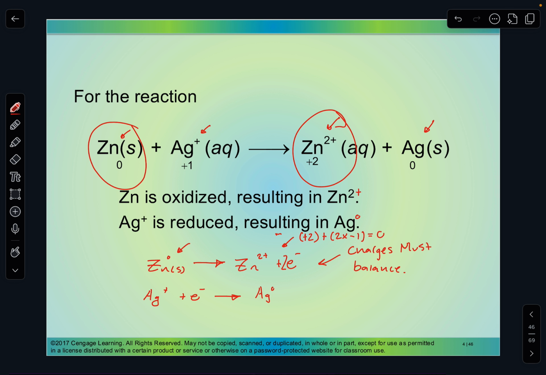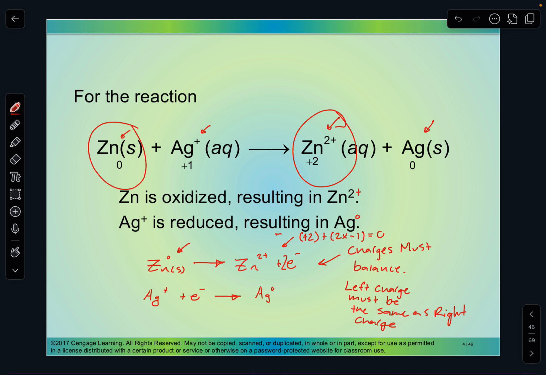The charge on the left must be the same as the charge on the right. Left charge must be the same as right charge. The left charge must be the same as the right charge.